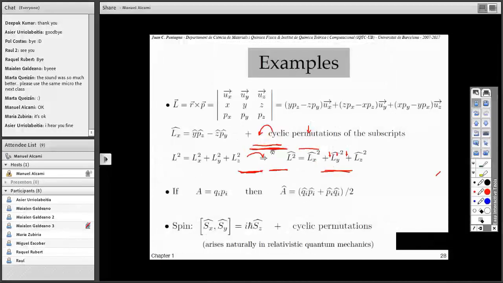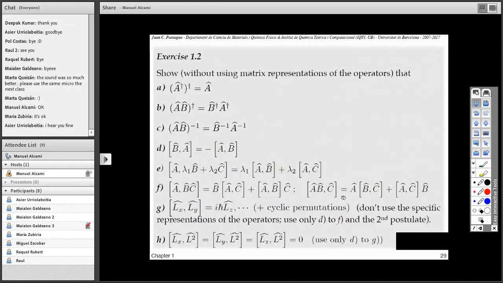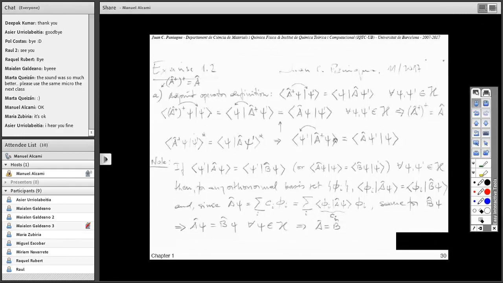Okay, let's clear the screen. Okay. Well, let's have a look at the exercises. Since writing with this system is not very easy, I have done the exercises by hand and I will discuss it here. I have included the solutions in the presentation. So let's have a look. Well, quality is not perfect, but I think you can read it.